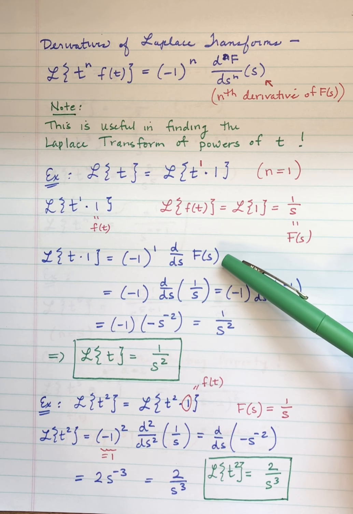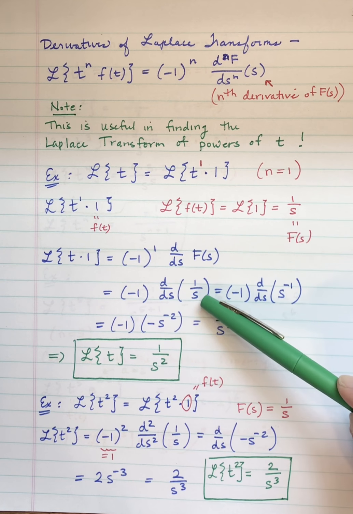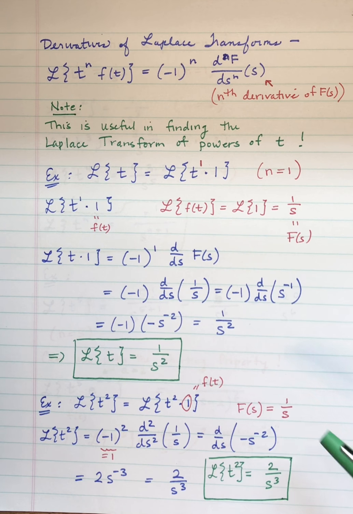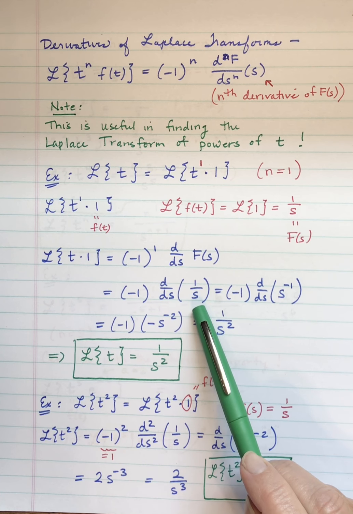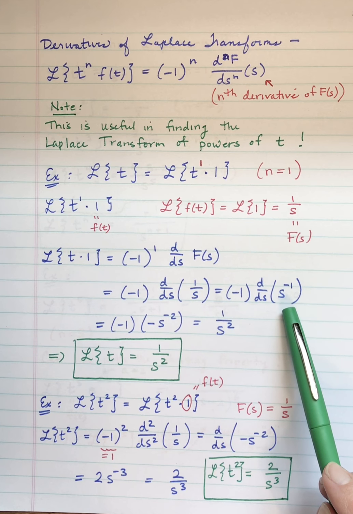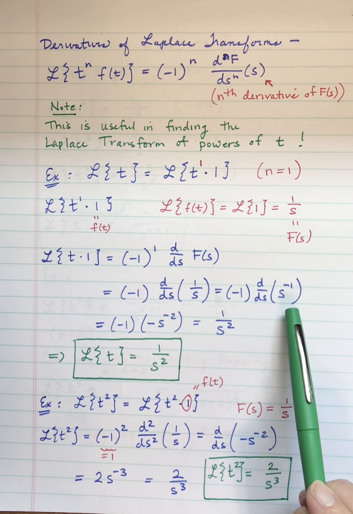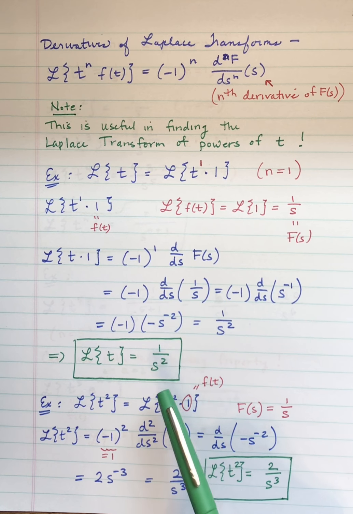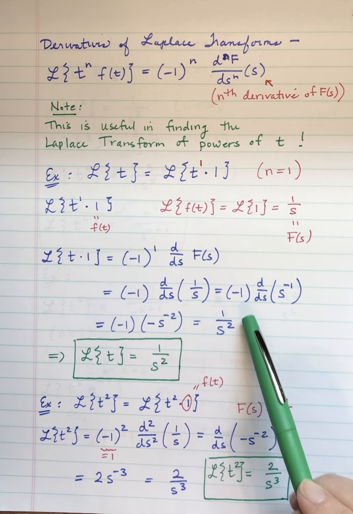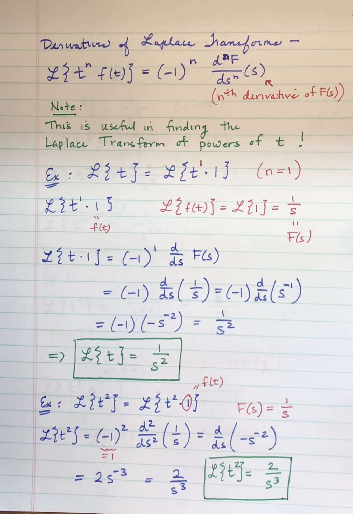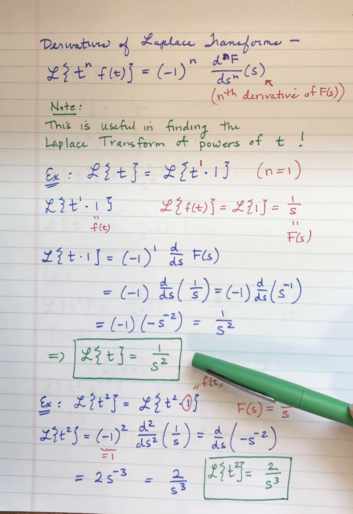But the Laplace transform of 1 is just 1 over s. We plug that in. -1 to the first power is -1. Now, to differentiate 1 over s, write it as s to the -1. This derivative would be -1 times s to the -2. Multiply these together, you get 1 over s squared, just moving the -2 power to the denominator. So the Laplace transform of t is 1 over s squared.